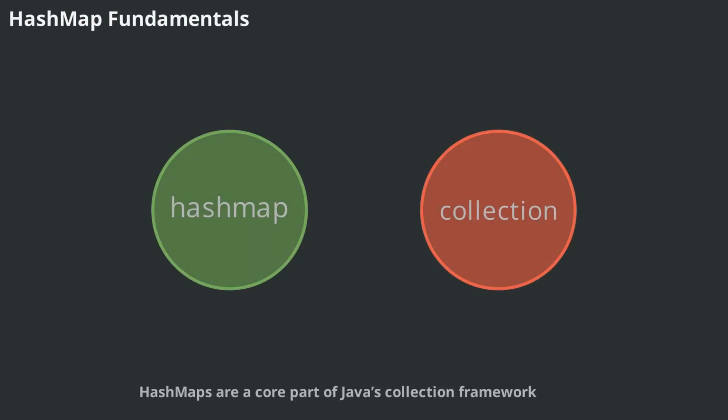Hash maps are a core part of Java's collection framework. They allow you to store key-value pairs and provide constant time lookups. Many interview questions, such as counting frequencies or finding unique elements, rely on hash maps. Understanding how to use them efficiently is a must for any Java developer.